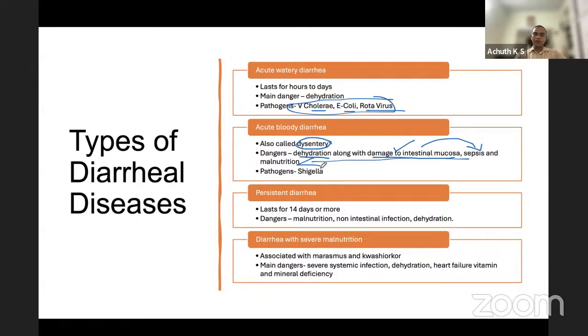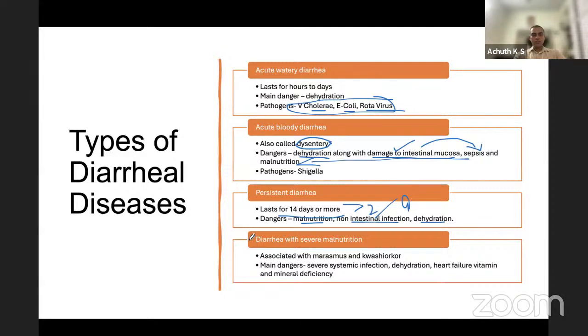The third one is persistent diarrhea. It lasts for 14 days or more, that is more than 2 weeks. The dangerous things that happen in this are malnutrition, non-intestinal infection, and dehydration. That means you can go into sepsis later or have a generalized infection over the body.